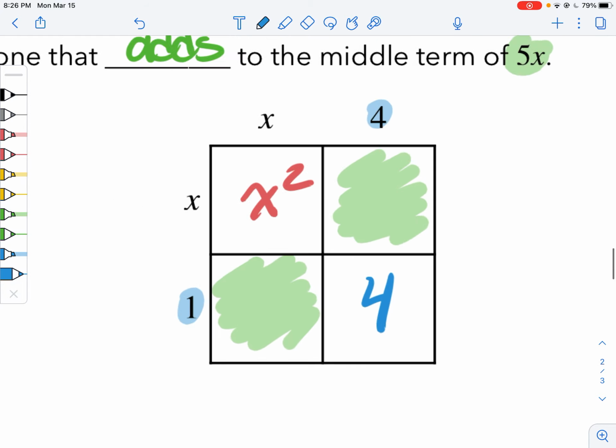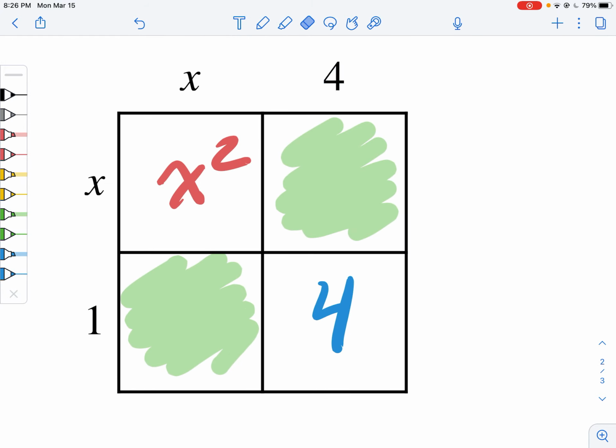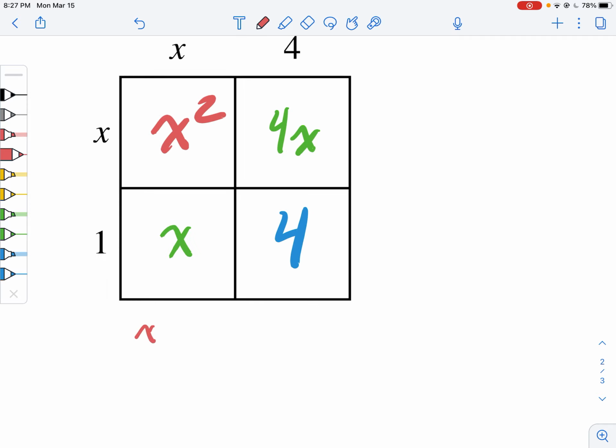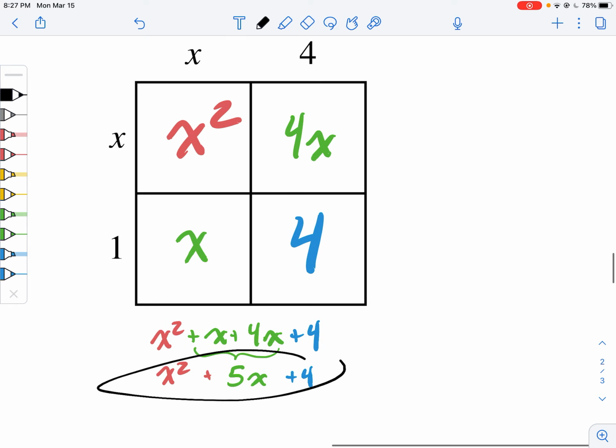So that's not going to work. Sorry. Let's try this one. Well, in this corner, we have x times 1, which is just x. And in the other corner, we have 4 times x, which is 4x. We add those both up. There's 4 things to add up: x squared plus x plus 4x plus 4. Well, x plus 4x is 5x. Nice. So that gives us x squared plus 5x plus 4. We did it. We found it.